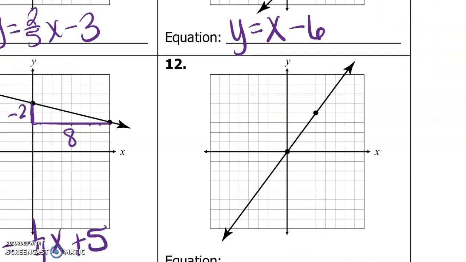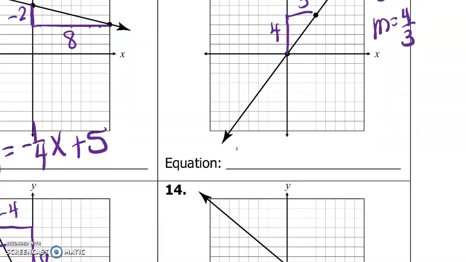Number 12. This one starts at the origin, so you have a y-intercept of 0. From there, we go up 4 and right 3. So your slope is 4/3. So if we have y equals 4/3 x plus 0, plus 0 is not needed. So please do not put it. If your y-intercept is 0, then you're only going to have an x term.